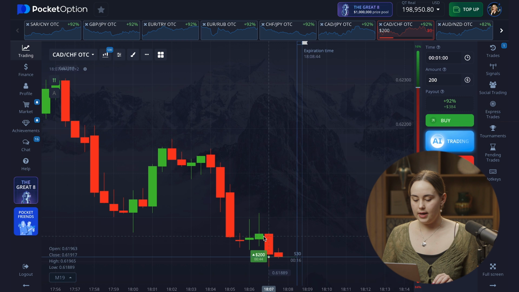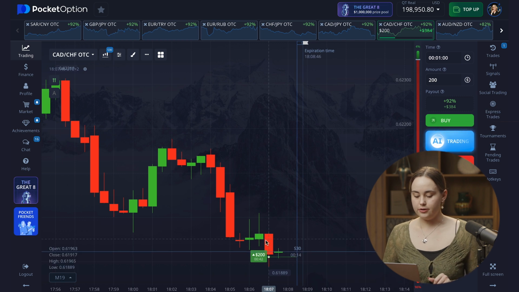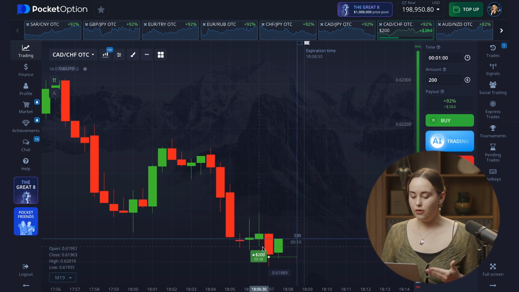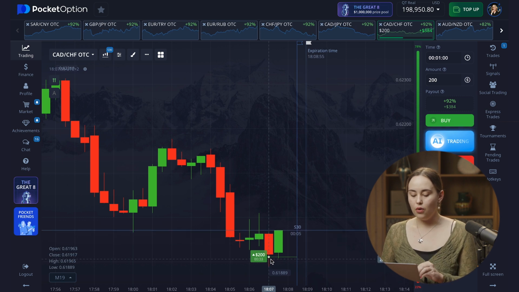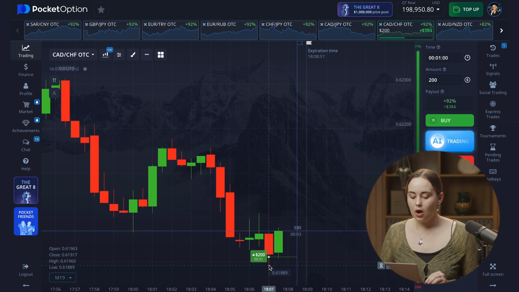Also, as you can see on this candle over here, as I have already said, we have the body of a candle, and we have a shadow or a wick looking down over here.